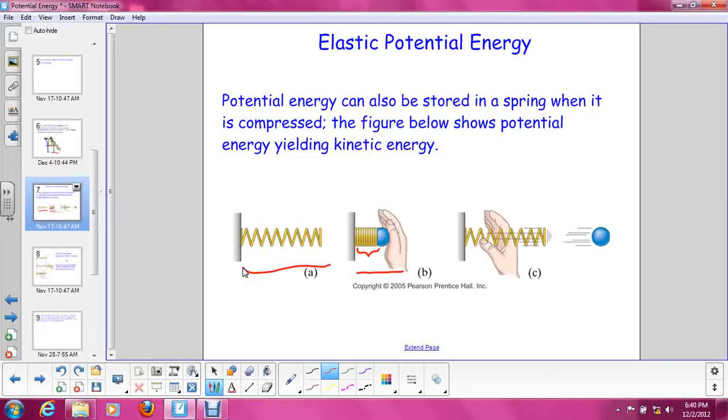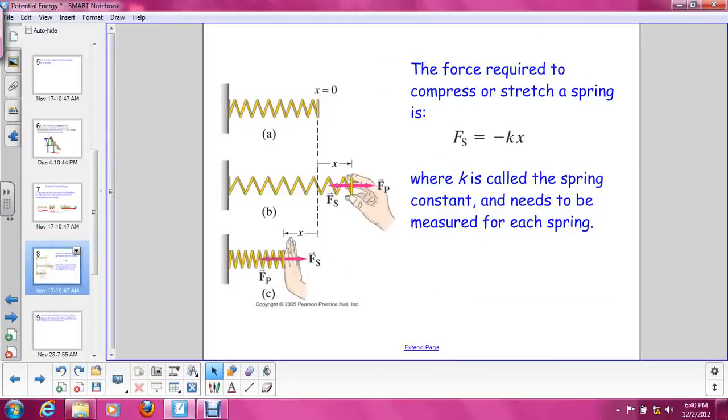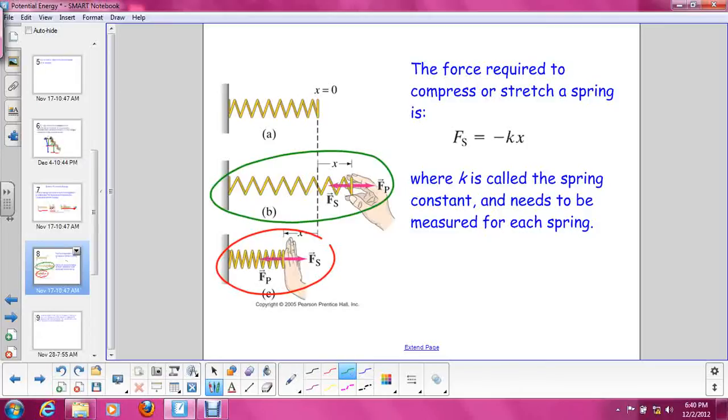And when you let go, when the hand moves, that elastic potential energy can then do work on this ball. It applies a force to move it some distance. It does work on the ball. Work can also be done by elastic potential energy stored in a spring if it is stretched. So there are two ways to store elastic potential energy in a spring. You can compress it, like this one, or you can stretch it, like this one. Either way, there is going to be a force coming from the spring that wants to restore it, wants to bring it back to its happy place. This is its normal resting spot. This is where it wants to be.